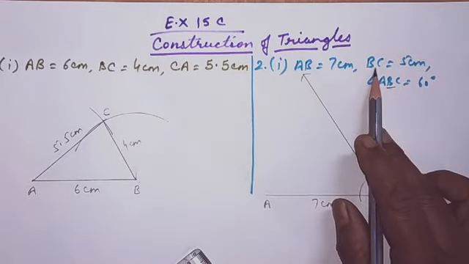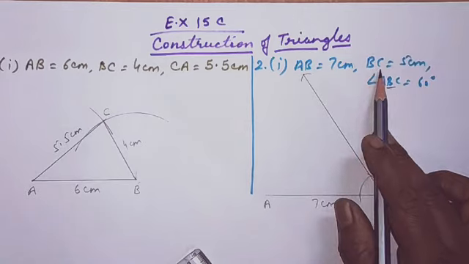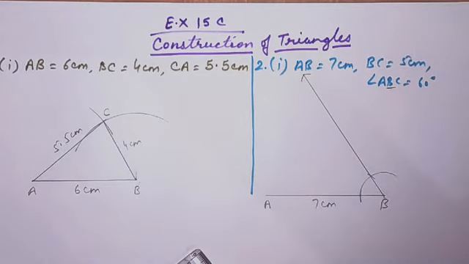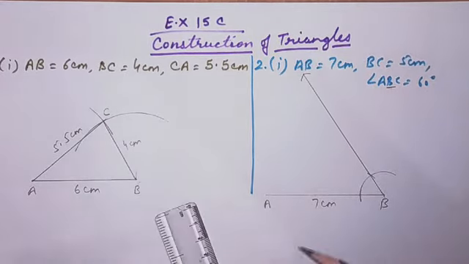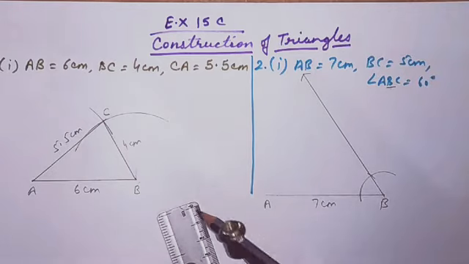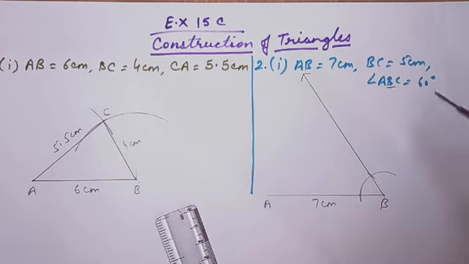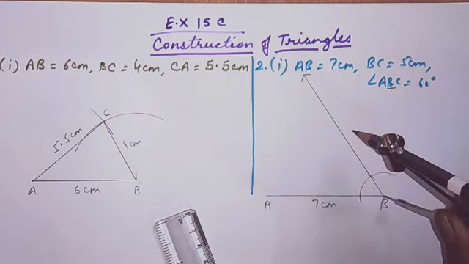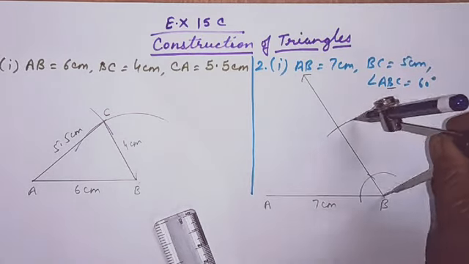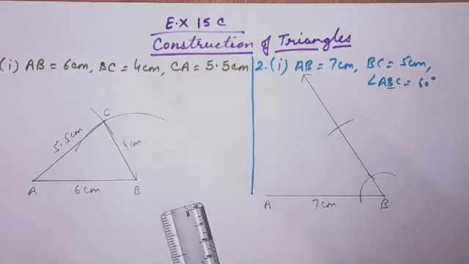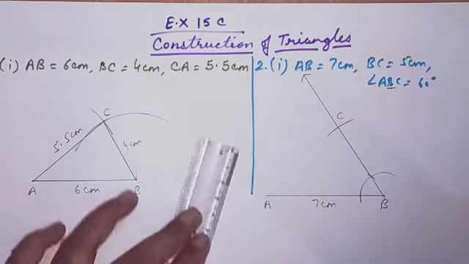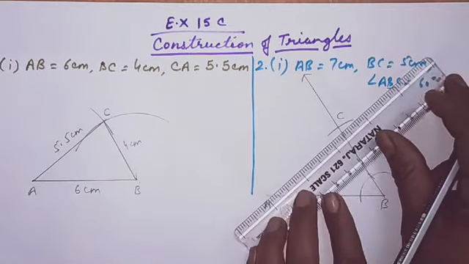Now my next side, which I have not drawn yet, is BC 5 centimeter. So now I am going to open the compass to the length of 5 centimeter. Okay. Now BC is 5, so I will place the tip of the compass here at point B and mark an arc. This point is point C. Now next step is join AC.